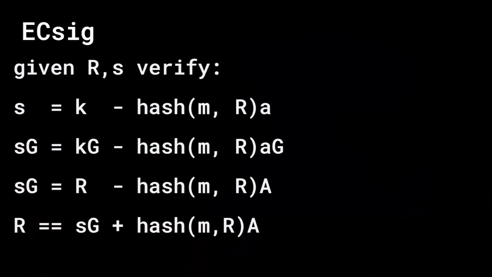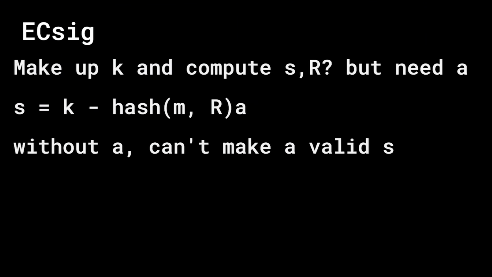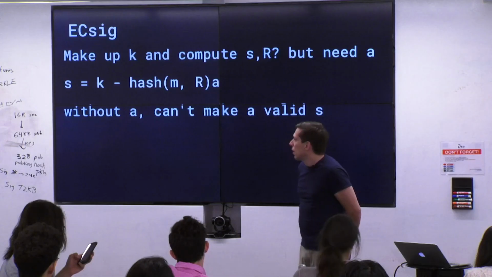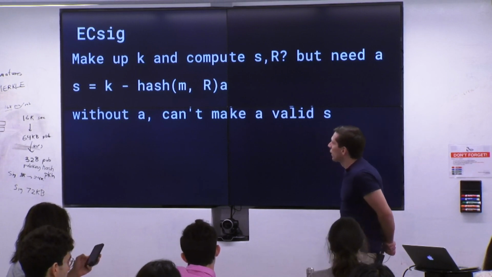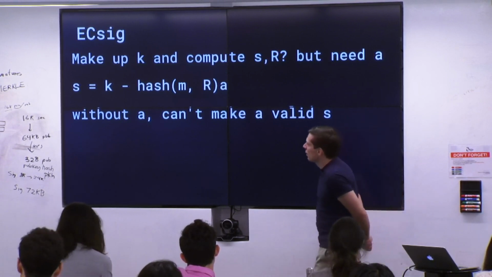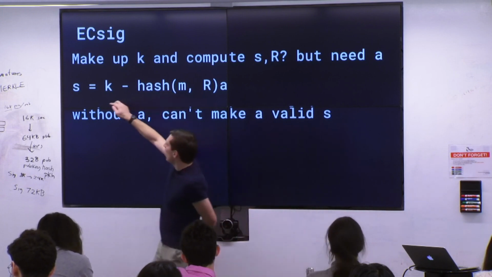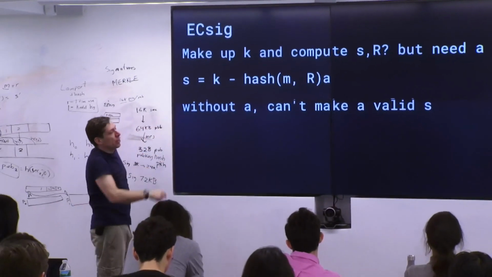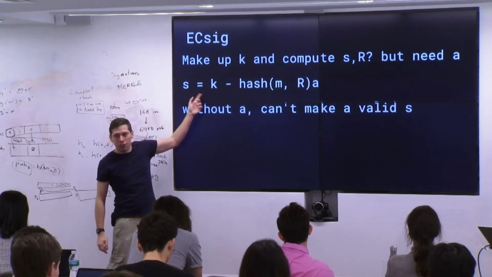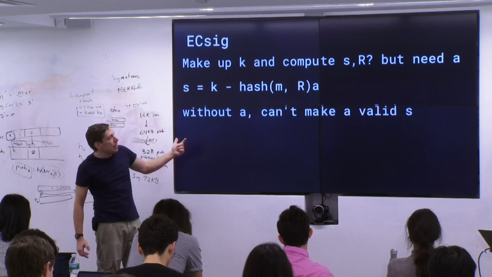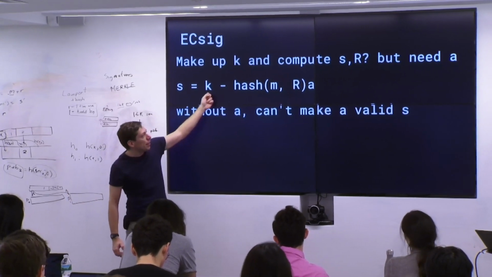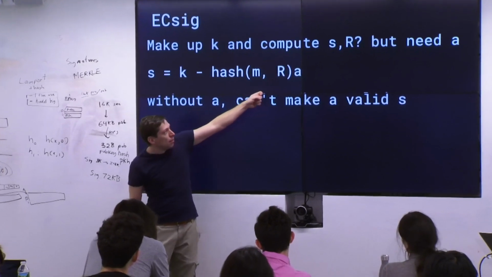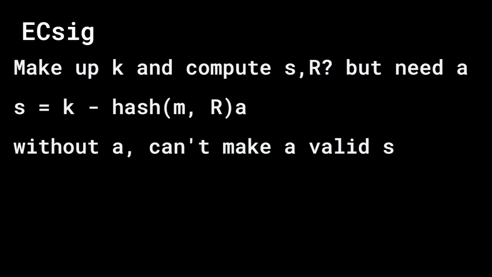I'll go a little bit into why this is not forgeable. So I want to forge a signature. Well, why don't I make up a K? I don't know little a, but why don't I make up a K and compute S and R? But I need A, right? So this is the equation I want. I just make up my own K and make up my own S that satisfy this. Without A, I really can't make a valid S. I can make something up here, but I can't compute it because I don't know it. I can try to grind through hash functions, but it won't work.